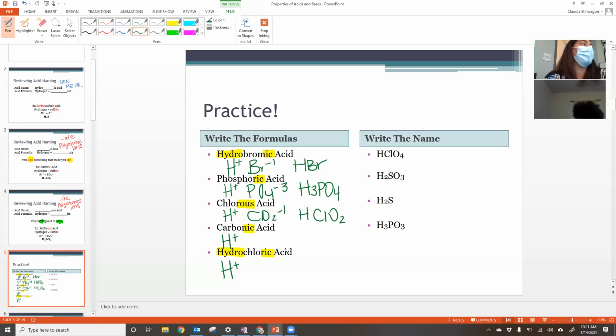Carbonic came from carbonate. CO3 -2. So H2CO3. Hydrochloric came from the nonmetal chlorine. Chlorine has a -1 charge. HCl.